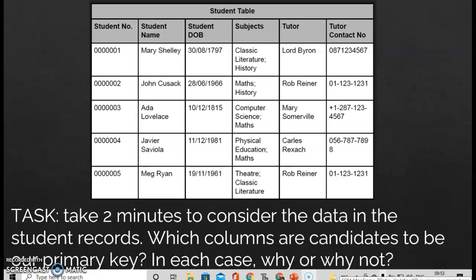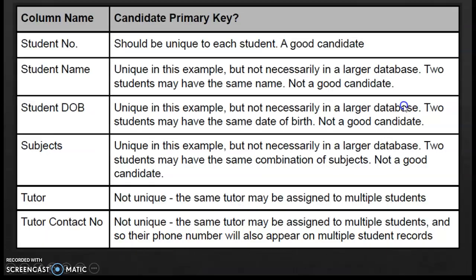So we had a couple of minutes there to consider the data in the student records, which columns are candidates to be our primary key, and in each case, why or why not. So, this is what I'm saying here. Column name was student number, and that should be a candidate for primary key. I said yes, it should be unique to each student, and it's a good candidate. Simple as that.